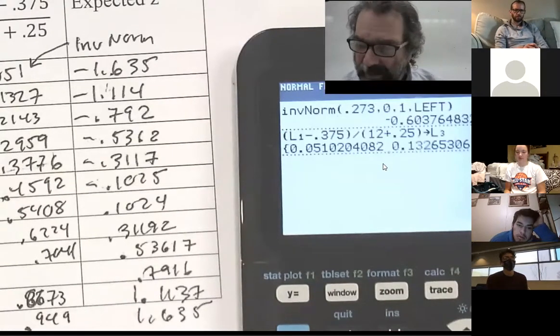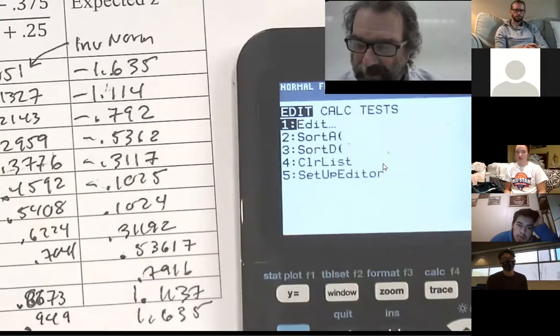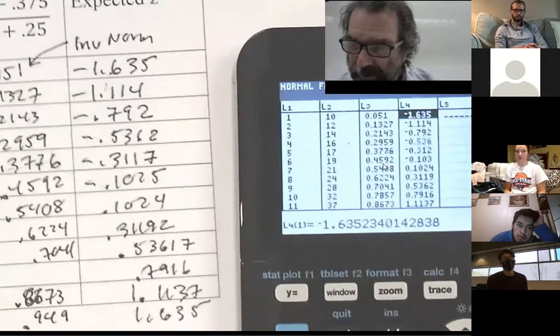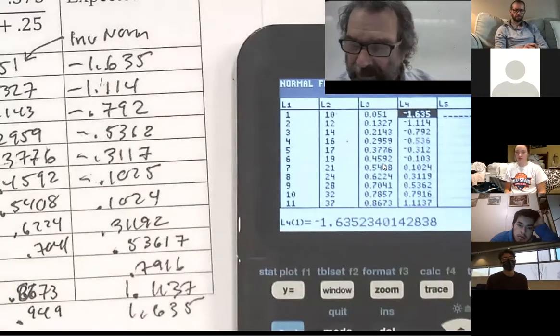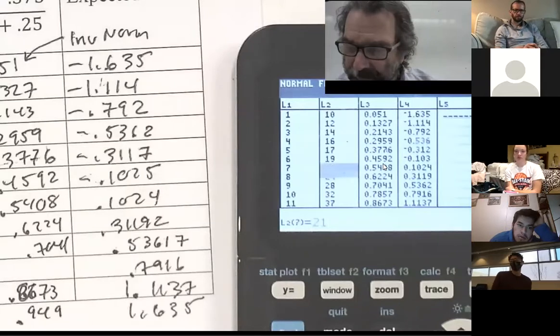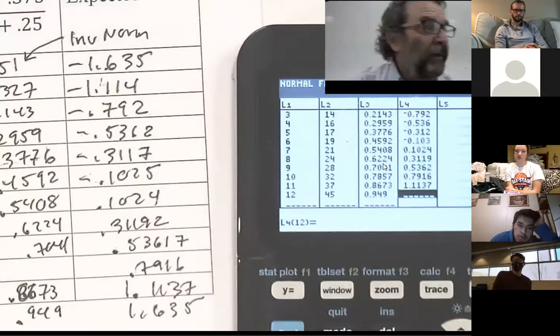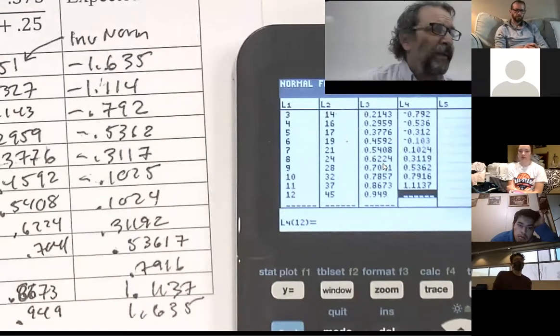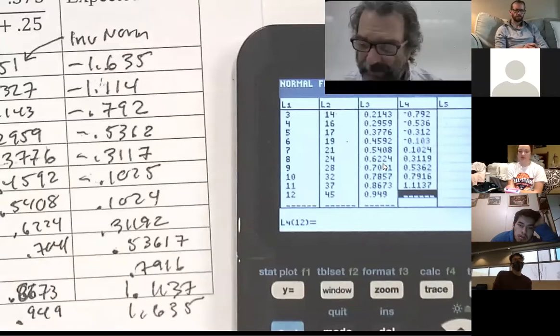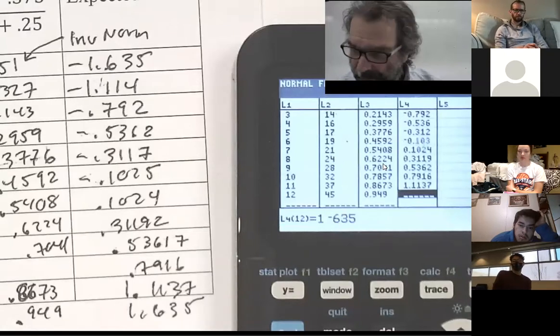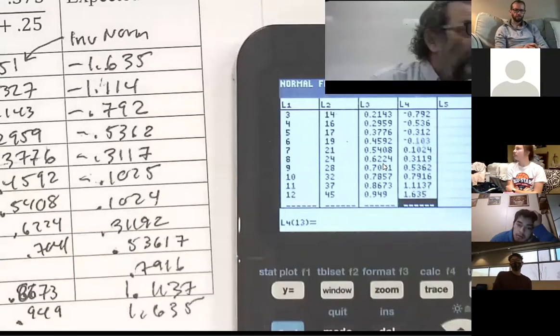What happened? Stat. Edit. So it says list 2. Did I pick list 2? List 2. And list 4. Oh, I forgot to type the last number. It said they had a dimension mismatch, which means there's not the same number of elements in each list. And so the last number was 1.635. Okay, so now that's good. I'll go back to graph.